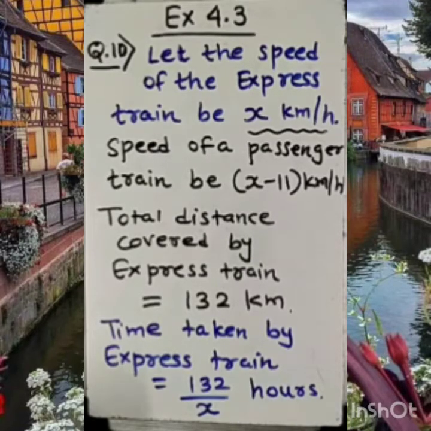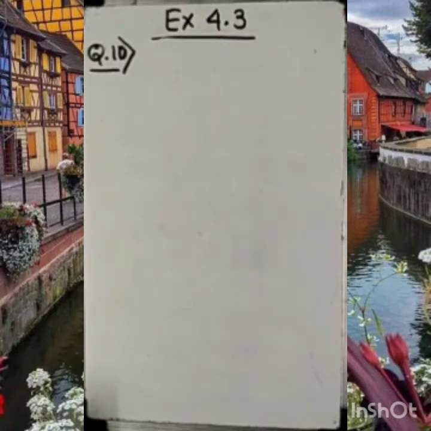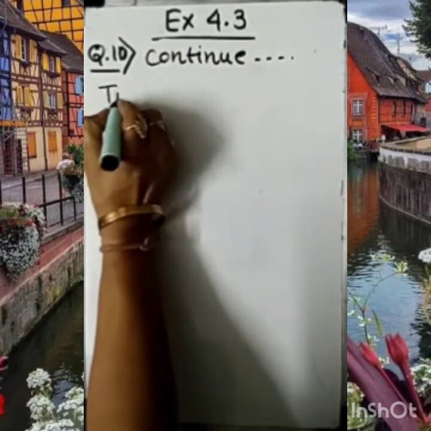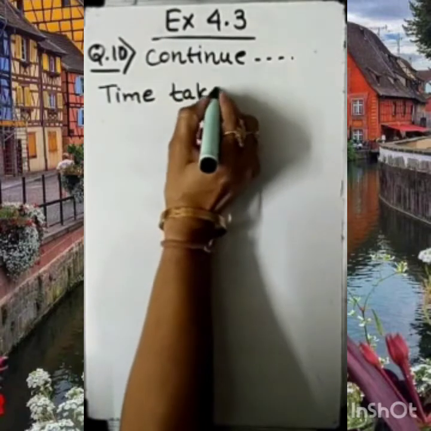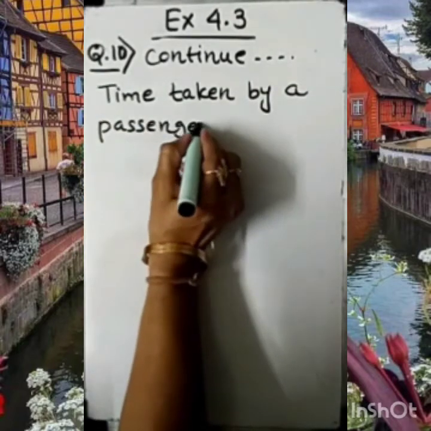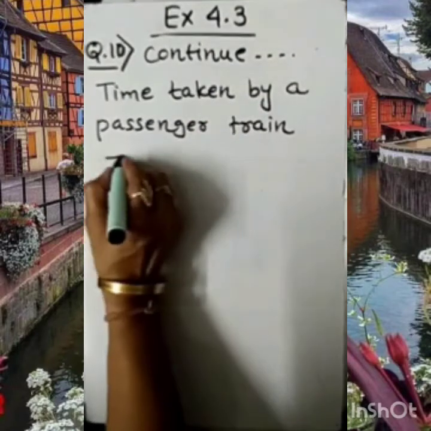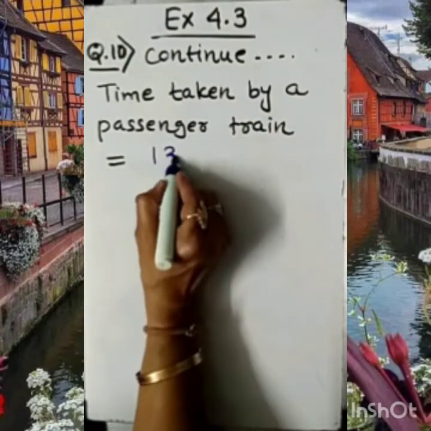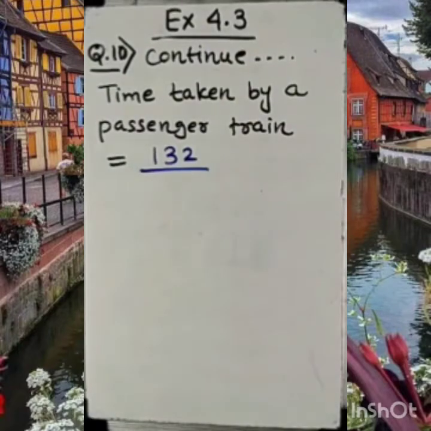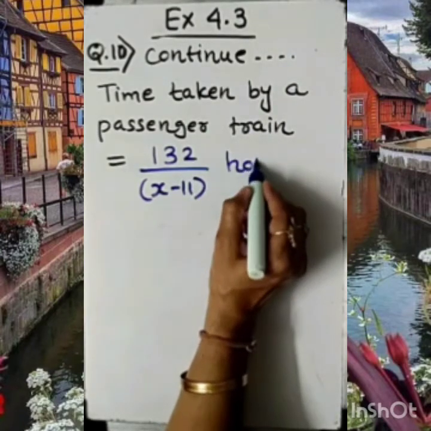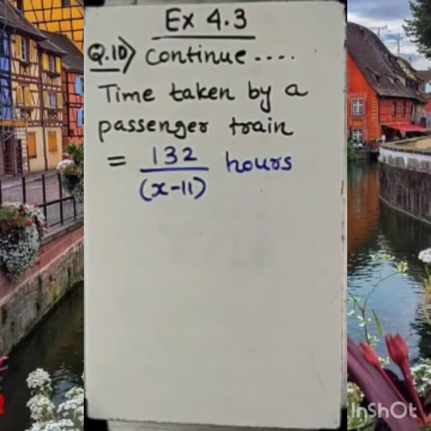Now if I ask you to find the time taken by the passenger train, in continuation, next we write: time taken by the passenger train. How to find it? Again, it is distance upon speed. The distance is 132 kilometers, that is constant, and the speed of the passenger train is x minus 11 kilometer per hour. So this is the time taken by the passenger train.